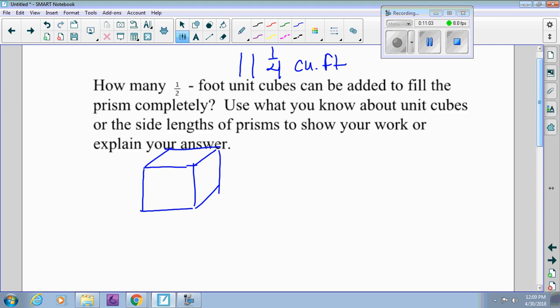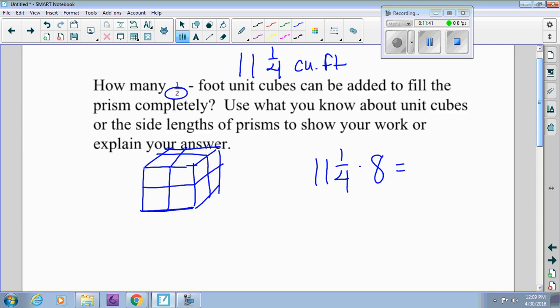But because we're filling it with half foot cubes, you're going to need twice as many to go the lengthwise. You're going to need to have twice as many to go the width, right? So you've got a total of 4 so far, but then you also need twice as many high to fill that up. So you're going to have a total of 8 cubes. So essentially you're taking that 2 and cubing it, this 2. So you need 8 times as many. So you're going to take 11 and 1/4 and multiply it by 8.